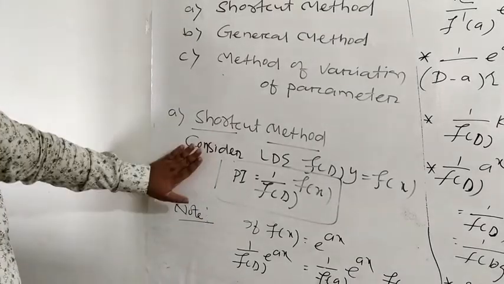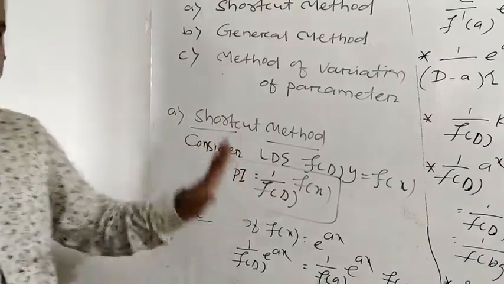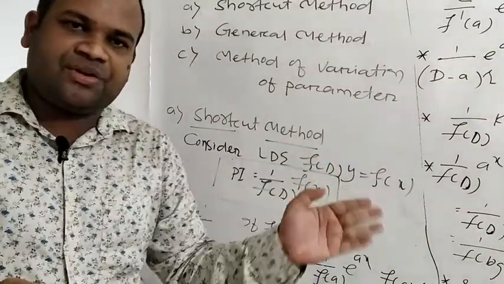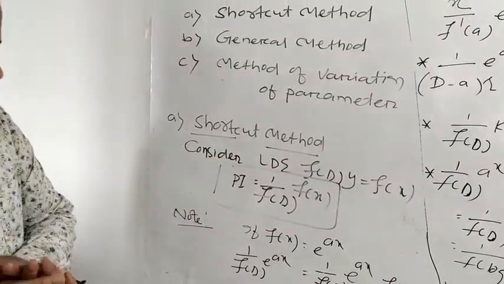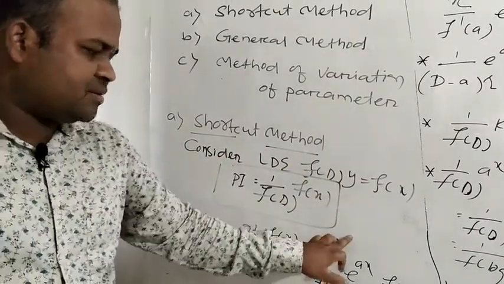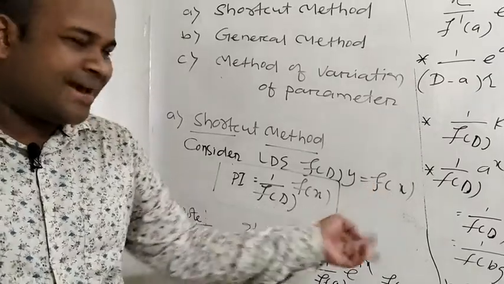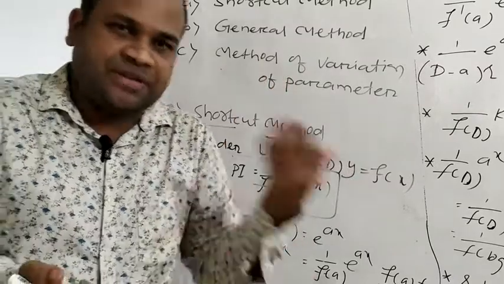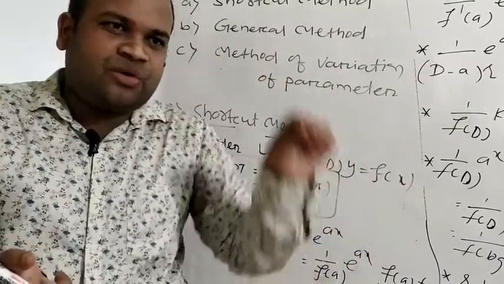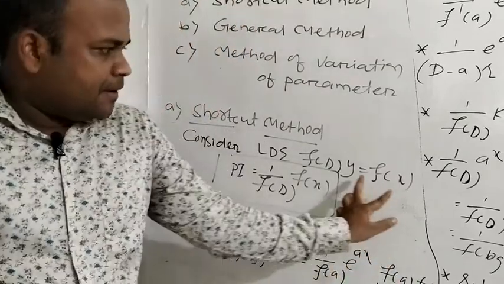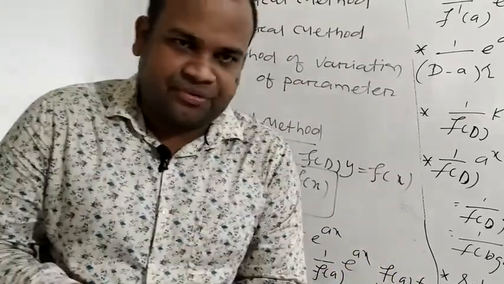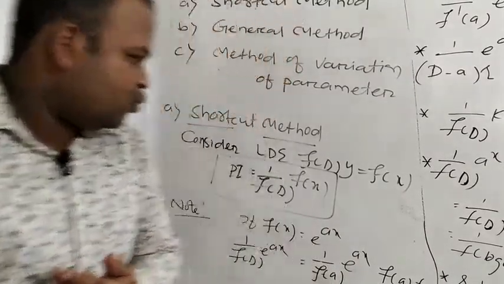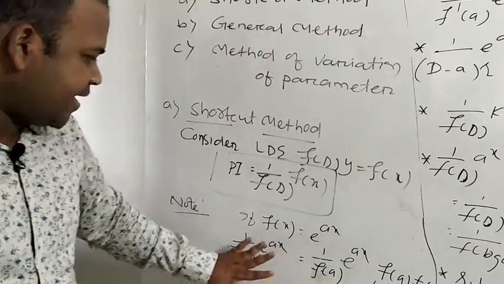In the shortcut method, what is type first? Based upon the function f of x, type 1, type 2, type 3, type 4, type 5 are defined. If f of x equals e raised to ax, type first. If f of x equals sine of ax or cos of ax, type second. If f of x equals x raised to p, type third. If f of x equals e raised to ax into V, type fourth. If f of x equals x into V, type fifth. The corresponding steps we will discuss in the next video lectures, one after another. But in this video you will find type first.